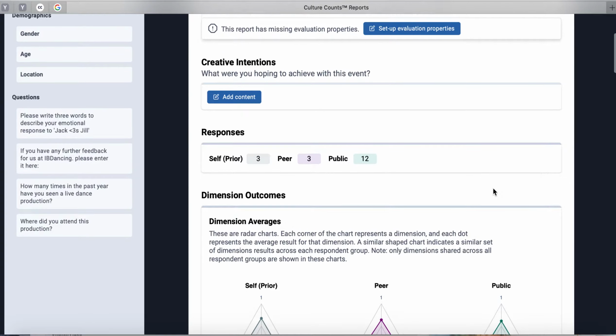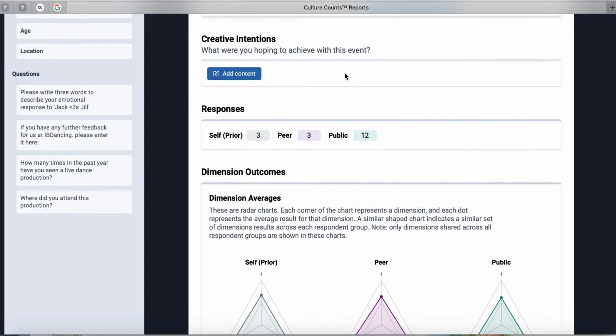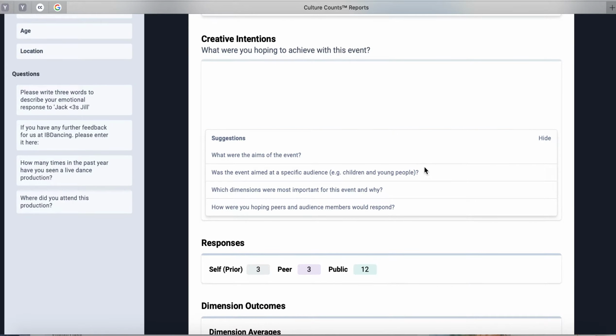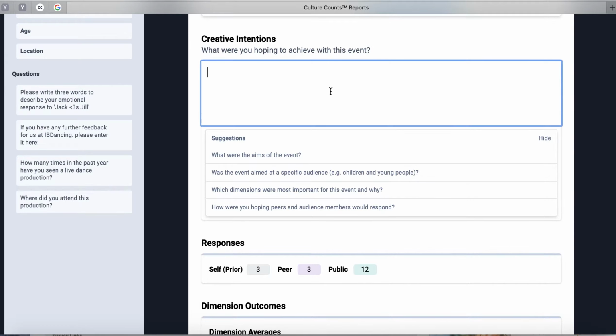Okay, now scrolling down from the properties, this is where I would type in my creative intentions. So this is where I can say what exactly it is that I was hoping to achieve through this work. As you can see, there are some suggestions here. For the purpose of this, I'm just going to type in the box, these are my intentions.